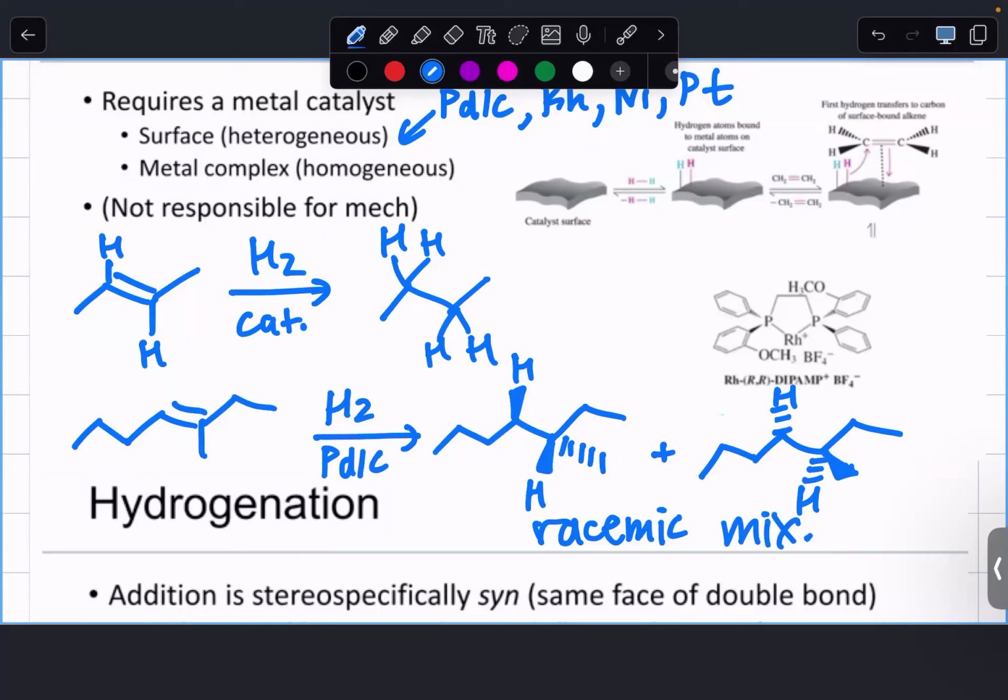An example of a catalyst that prefers one enantiomer over the other, R or S, is this DIPAMP catalyst here. You don't need to know about that, but you should know it might be a conceptual question, like how can we prefer one enantiomer over the other? And then you have to say using a specific catalyst that prefers that enantiomer over the other. So that's more of a conceptual question.